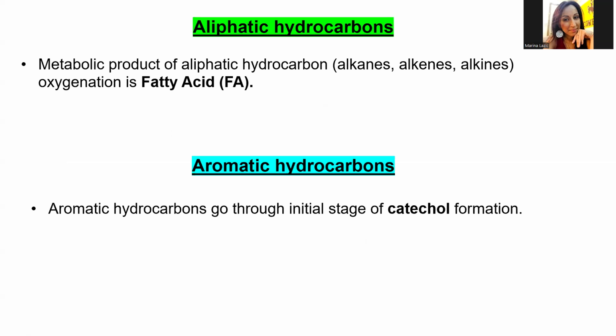We also mentioned hydrocarbons, aromatic or aliphatic, as a carbon source. So alkanes, alkenes, alkynes, and the product of oxygenation is a fatty acid. If the hydrocarbon is aromatic, the product of oxygenation is catechol. That's a big difference between them.